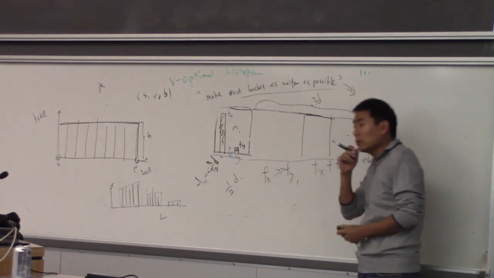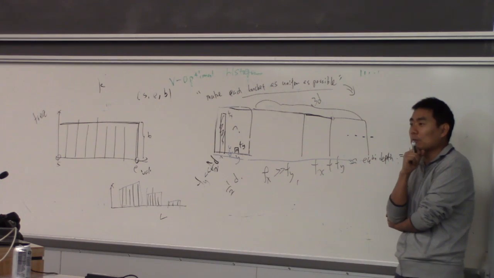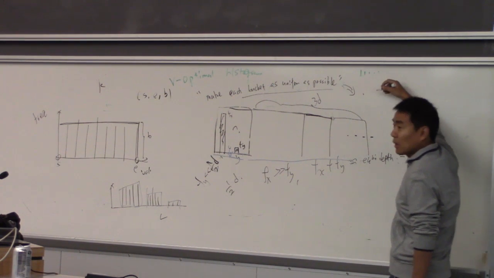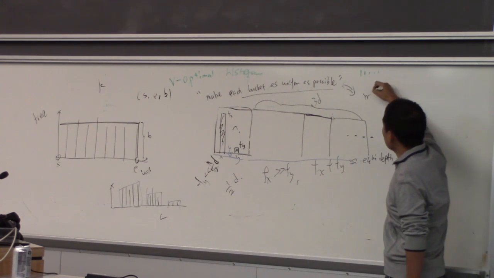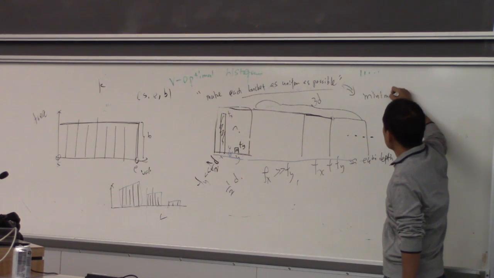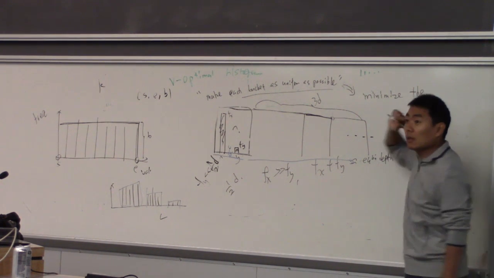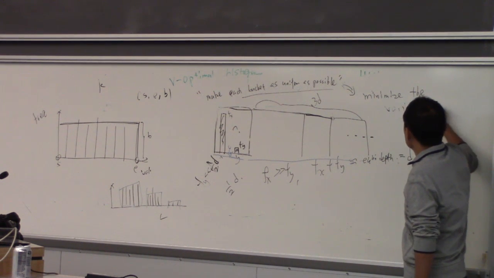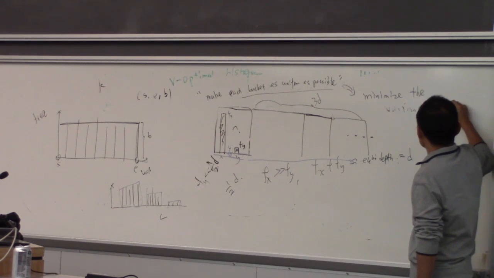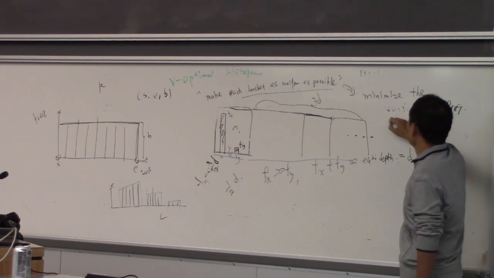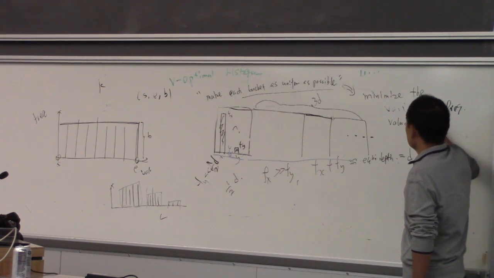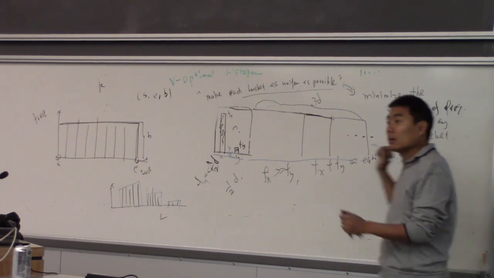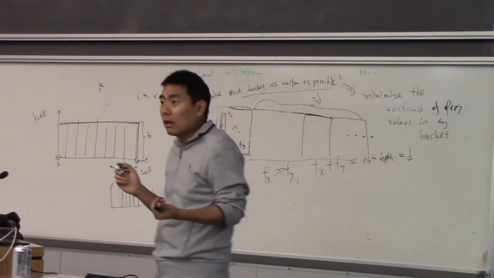What do we mean by a bucket as uniform as possible? Well, this is equivalent to saying: minimize the variance of frequency values in any bucket. Right? Is that the same?